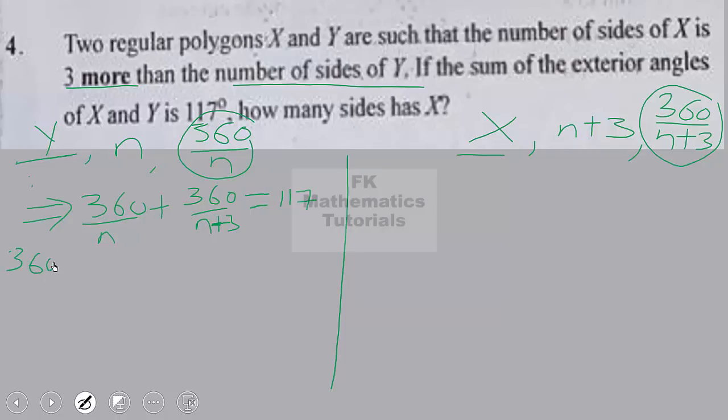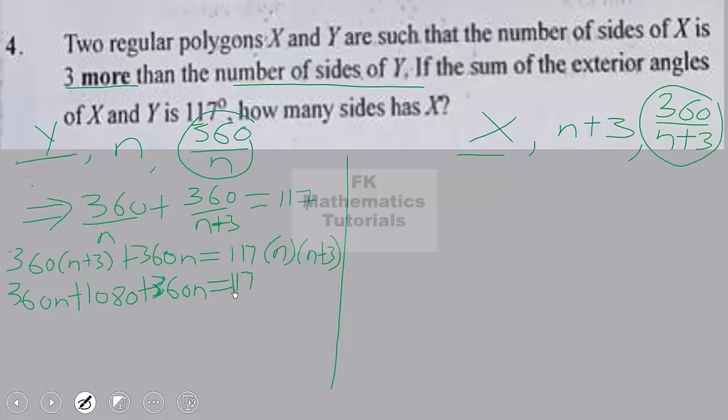360 into bracket n plus 3 plus 360n is equal to 117 into brackets n, then n plus 3. So let's expand this. We get 360n, then 360 times 3 will be 1080, then plus 360n again, then we have 117n squared plus 351n.